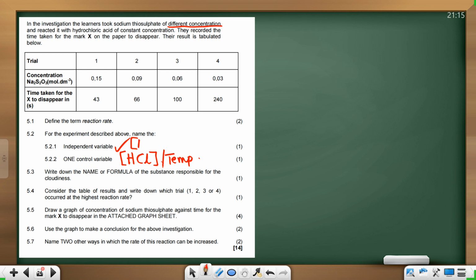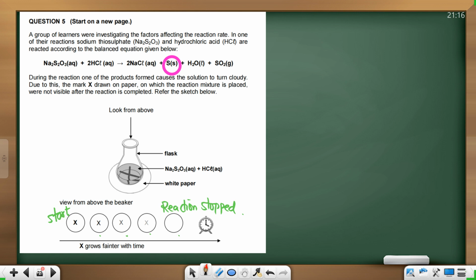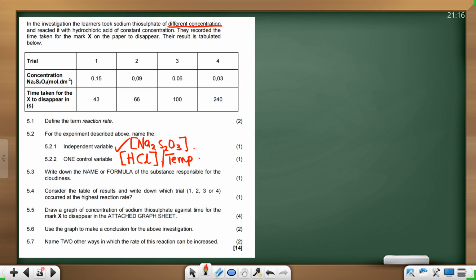Guys, don't just say concentration. It's the concentration of sodium thiosulfate. We need to be specific. Write down the name or formula of the substance responsible for the cloudiness. I already answered that. It's sulfur. That's why reading through the phases actually matters. Write down the name or formula, S or sulfur. Consider the table of results and write down which trial, 1, 2, 3, 4, occurred at the highest reaction rate. Which one do you think happened at the highest reaction rate?